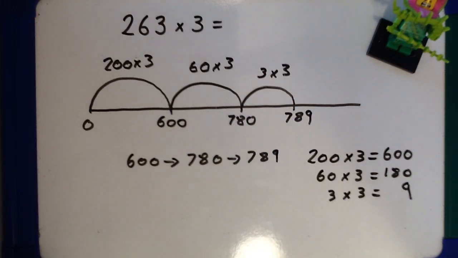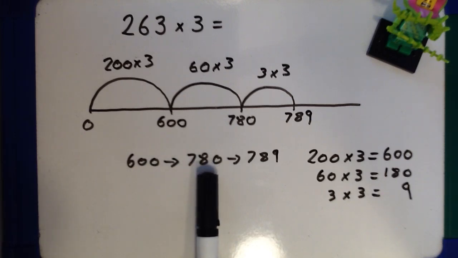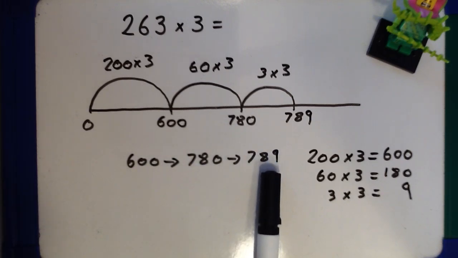For those of you who don't like using number lines, you could also write similar notes like this. So I completed 200 sets of 3 mentally and made a note to remind myself. Then I added on the 60 sets of 3. And then I added on the 3 sets of 3.